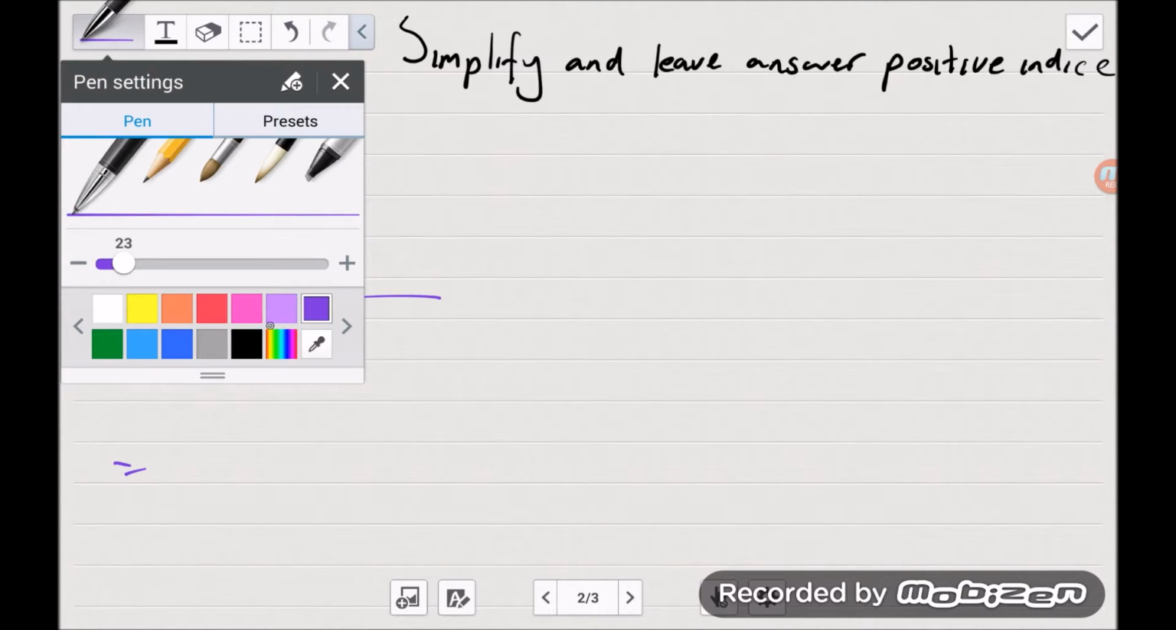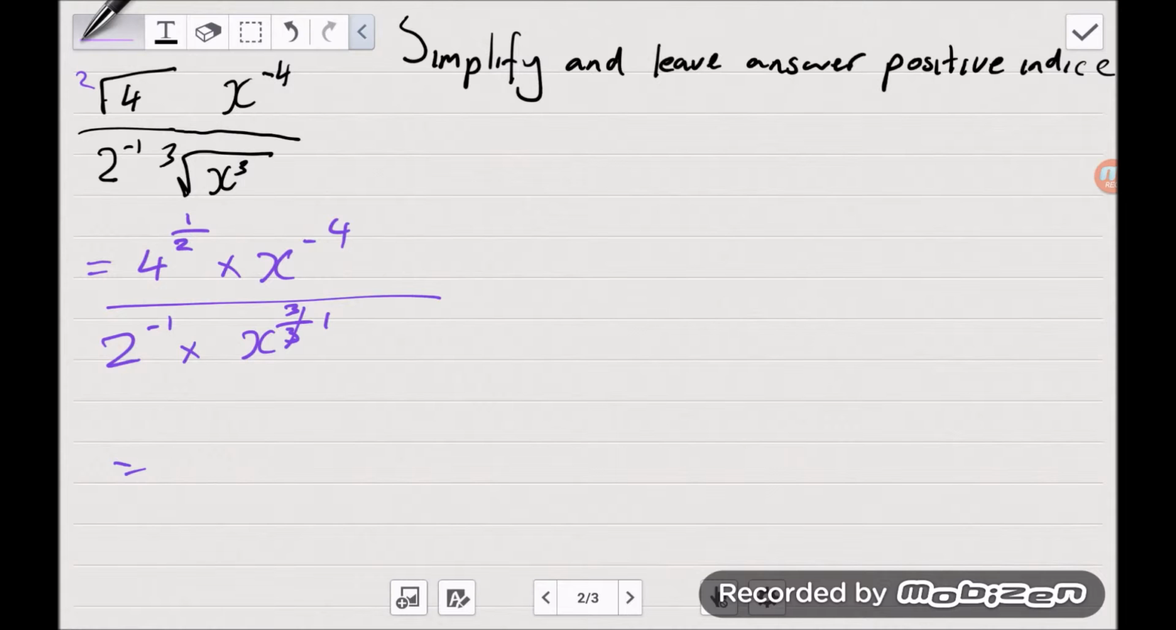And then the next part of this question is to simplify. And to simplify this, the second index law states that if the bases are the same and if it's division, we can minus the indices, which is minus 4 minus minus 1, which is minus 5. So it's 4 to the power of half times x to the power of minus 5 over 2 to the power of negative 1.